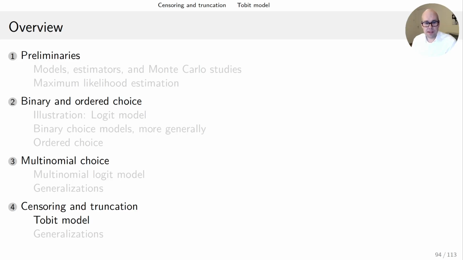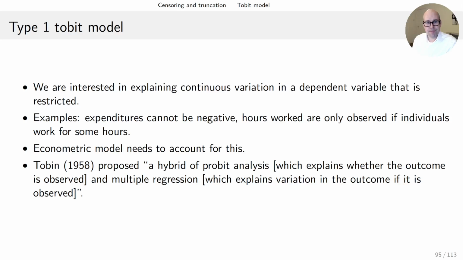Now, I've split this into two parts. The first part covers very classical material. So this is the so-called Tobit model, and we're going to look at the type 1 and the type 2 Tobit model. And in the second part, we're going to look at some generalizations.